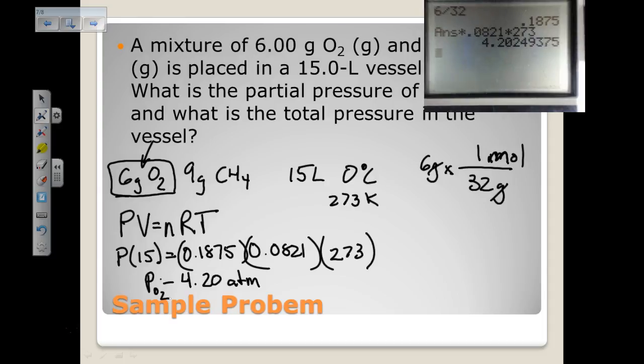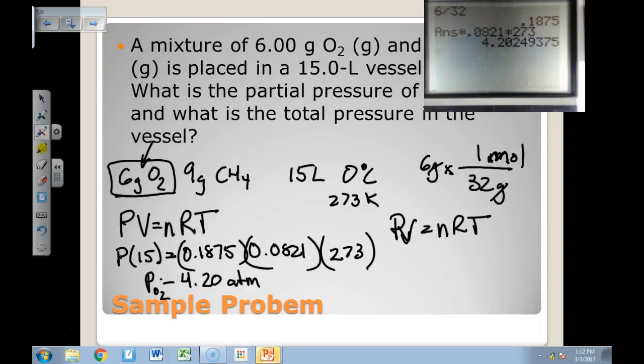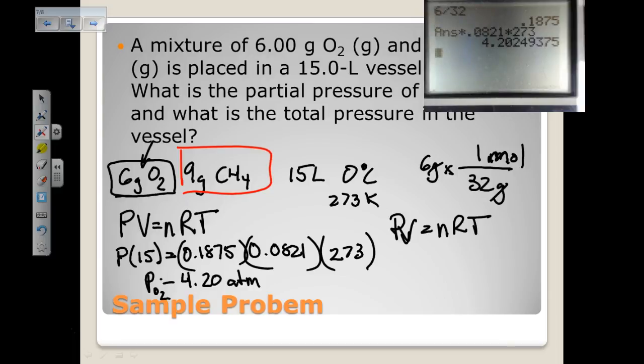And so now we repeat that same process, and instead of for oxygen, we repeat it for methane. Okay, so we're going to do PV equals nRT, and this is just for the methane now. So I'll maybe highlight this in red. So we're looking for the pressure. The volume is still 15, and now the number of moles is not this, but now we have to do the same conversion that we did up here for oxygen.